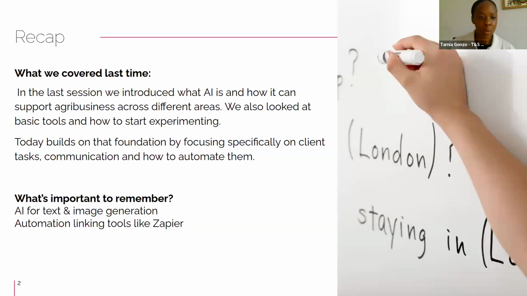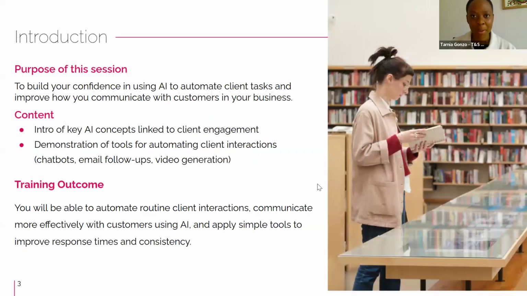So last week we talked about AI for text and image generation. We're building on that. I'm not showing you any tools that we saw last time because I want to keep it fresh. And you need to remember those AI capabilities. I'll remind you quickly, and then we will briefly touch on AI linking tools like Zapier and Make, because these are the ones that connect different apps to help you automate your workflows without needing to learn how to code at all. So, what's this session all about?